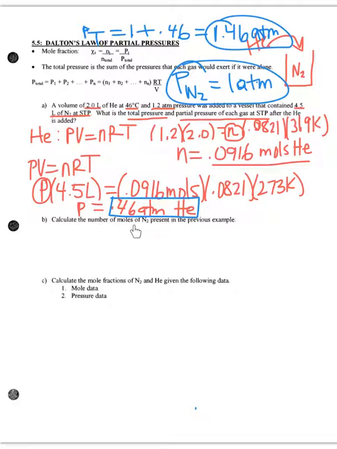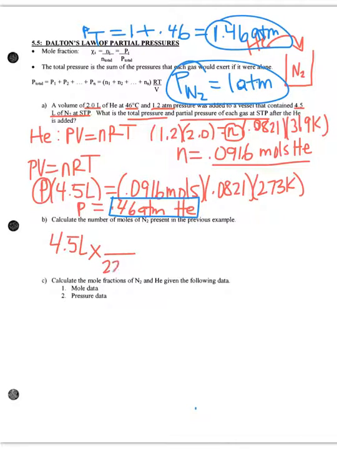Calculate the number of moles of nitrogen present in the previous example. All right, so now we want to solve for moles of nitrogen. Well, the good thing for us, the nitrogen is at STP, standard temperature and pressure. Therefore, we can just use the 22.4 liter conversion. So let's go ahead and do that, because we know that the container it's in is 4.5 liters.